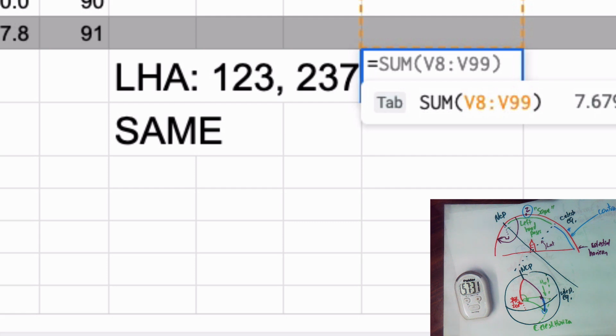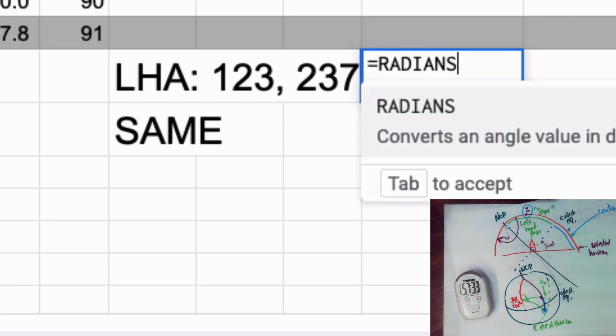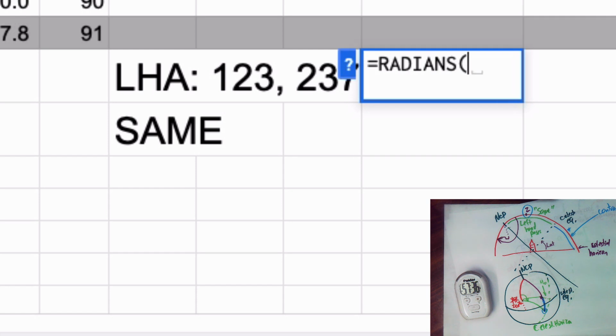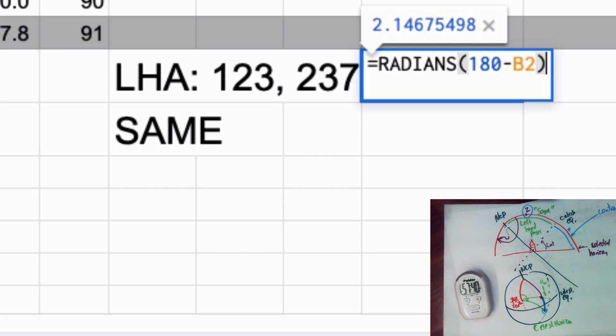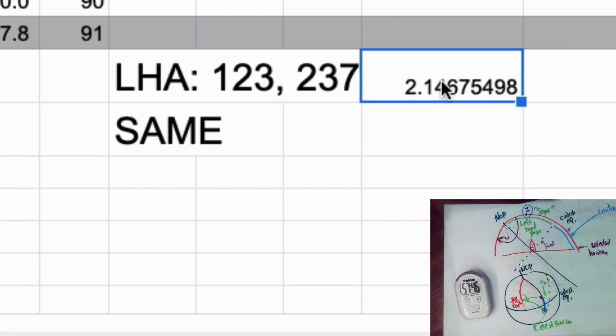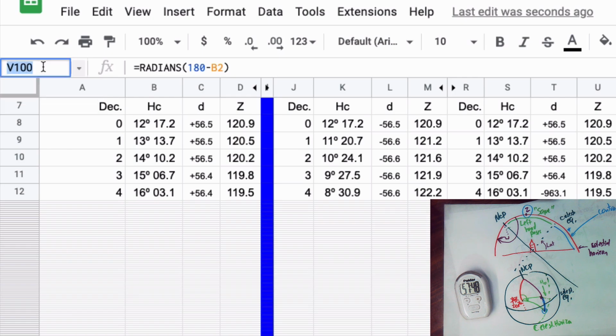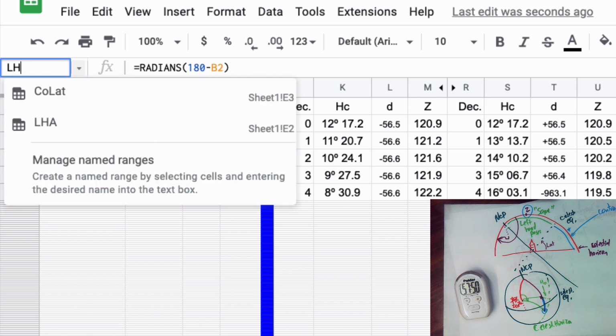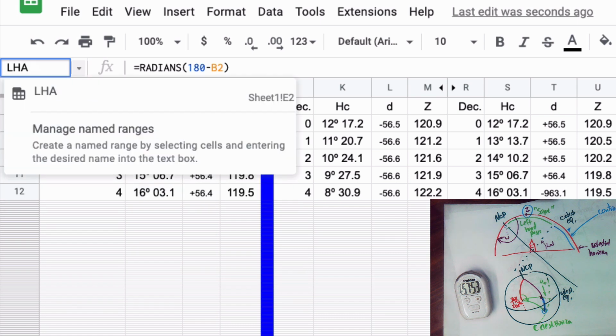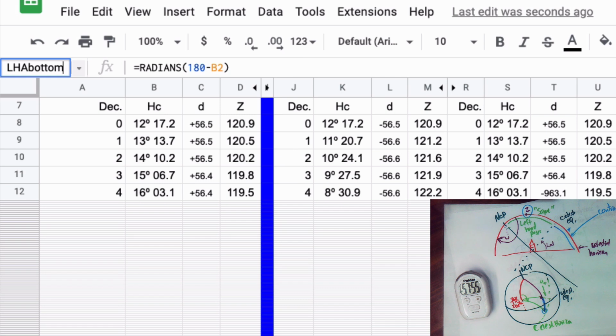Anyway, so we've got a new LHA, but now the bad news is we have to actually convert this thing to radians. So how about cell, we'll call this V100, where we have to have the LHA in radians. So we're going to do equals radians, and we're going to do 180 minus B2. Again, B2 was the original LHA that we had typed into the very top of the spreadsheet. Now, so this thing can be useful, why don't we name this cell LHA bottom. Okay.